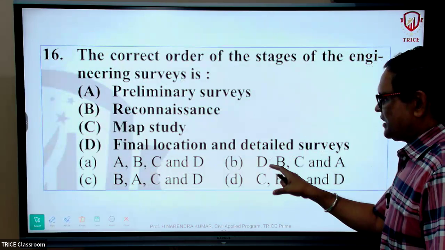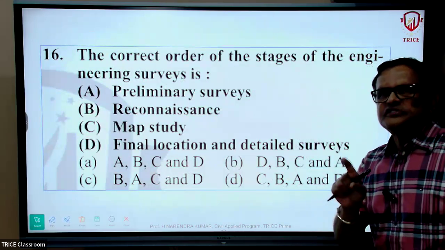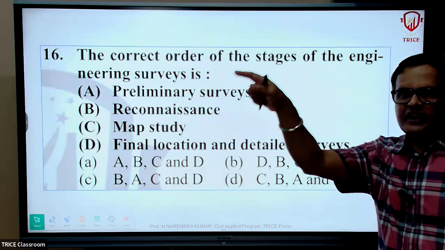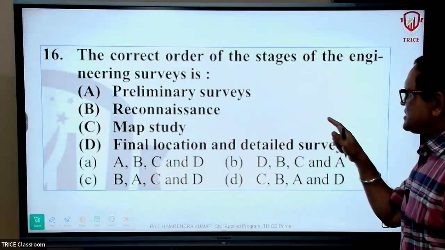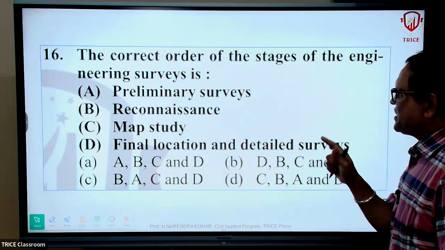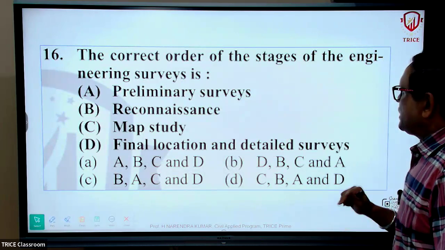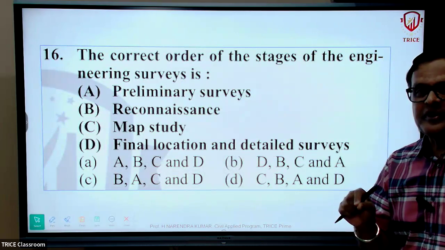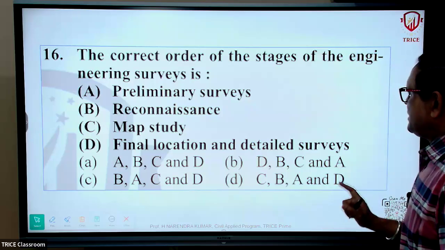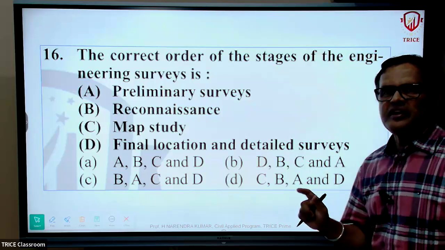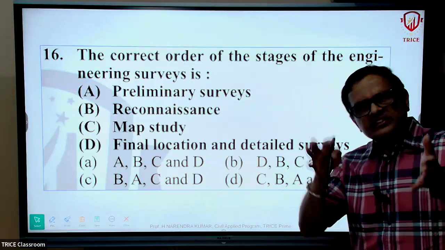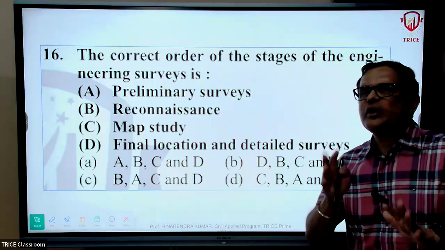C is, first of all, any engineer, please listen to me, any engineer studies the map before going to the site. That is called map study. Then there will be a reconnaissance survey based on the map study. Then preliminary surveys will be conducted using some elementary instrument, and finally final location and detailed survey will be conducted. This is the right sequence. In any engineering survey, this is the sequence that everybody has to follow.